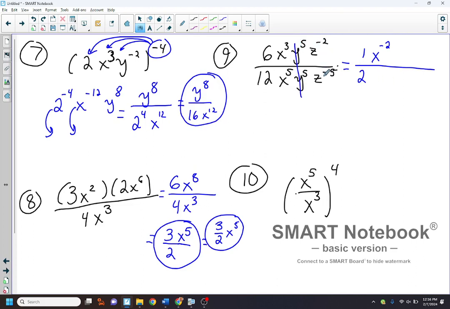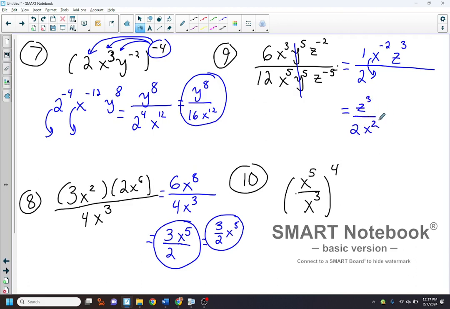Negative 2 minus negative 5. That's negative 2 plus 5. So that's z to the third power. Remember, negative exponents move to the bottom, which in this case is only the x. The 1 is not necessary to show, but if you put 1, you're not going to lose points. But on the top is basically only z to the third.